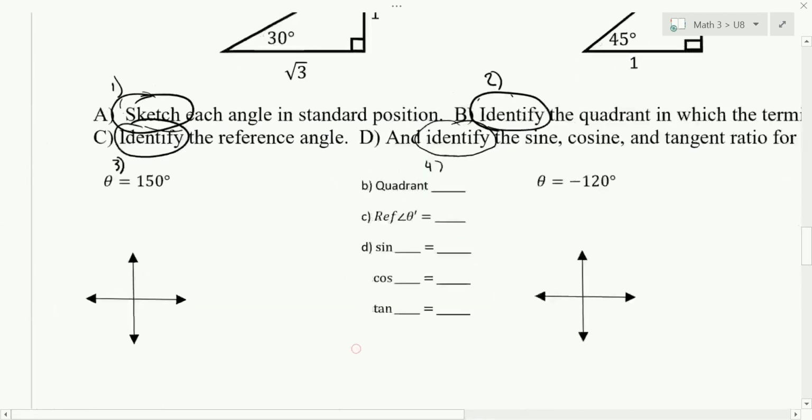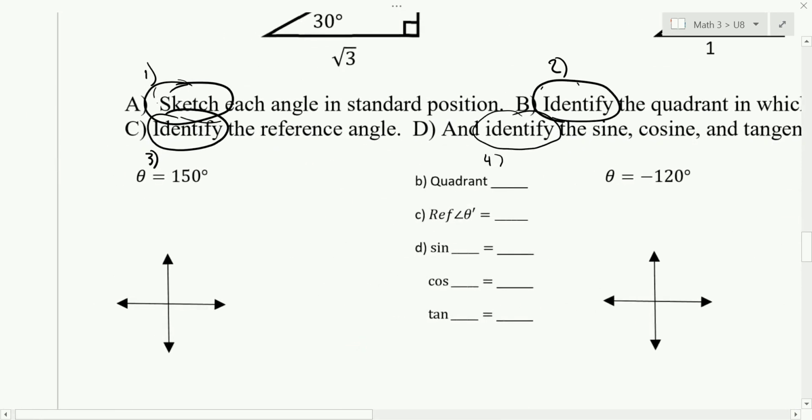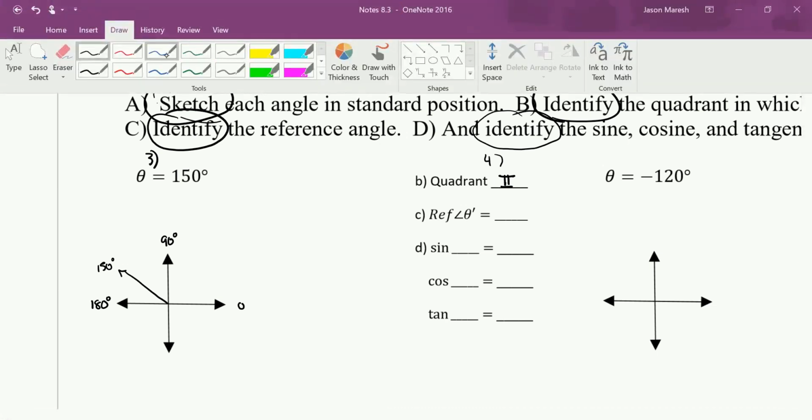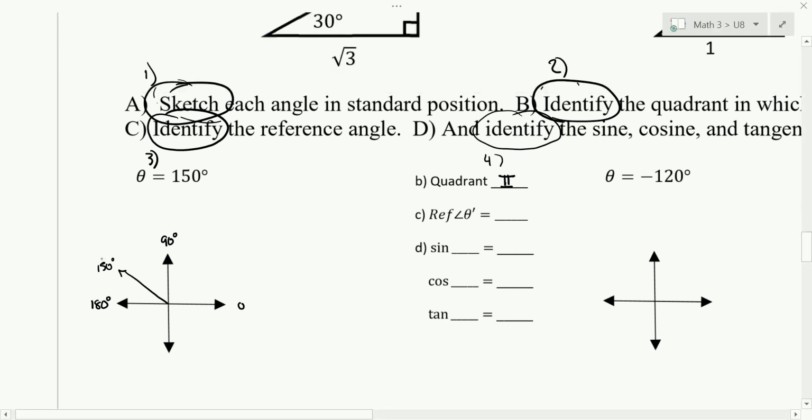So 150 degrees, what quadrant is that going to be in? It's between 90 and 180. So right here. So quadrant 2. What's our reference angle going to be? It's the difference between 150 and 180, always from the terminal side to the x-axis, 30 degrees, right in there. Okay.